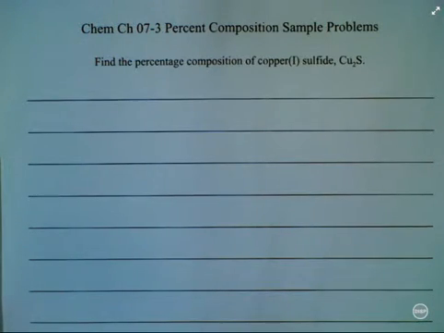Alright, chemistry, this is another sample problem coming at you from chapter 7, section 3. In this sample problem, we will be calculating the percent composition of copper(I) sulfide, the formula being Cu2S.